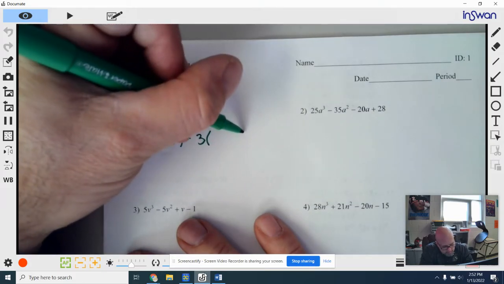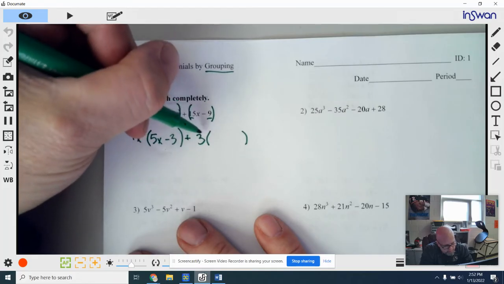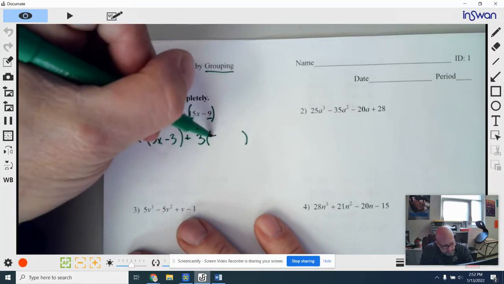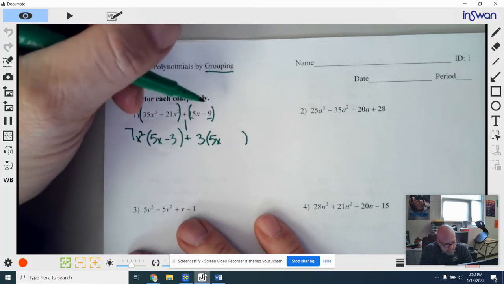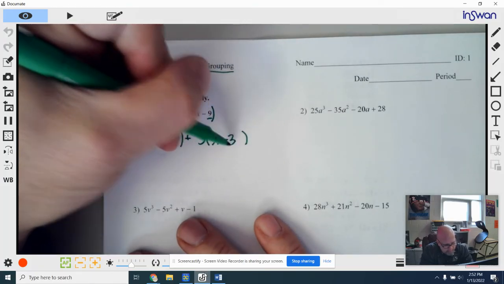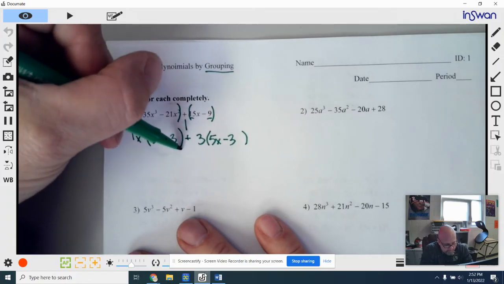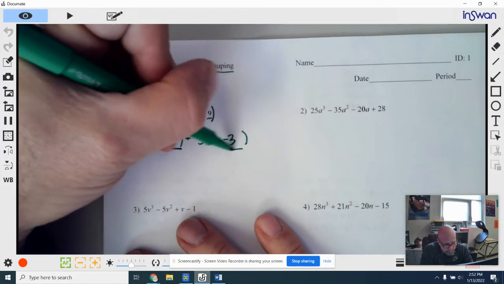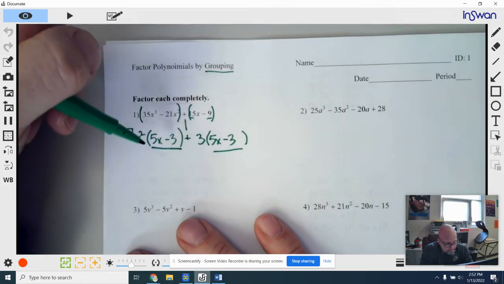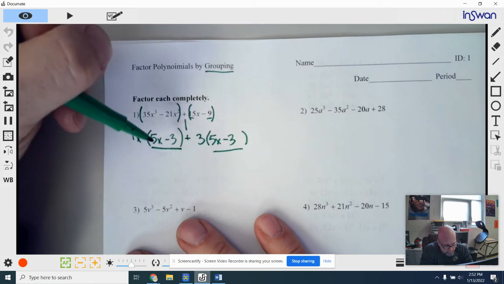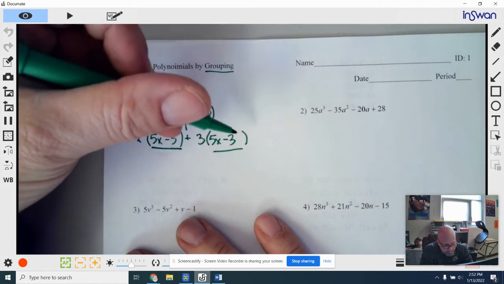Then what I put back is what needs to multiply to this. So 3 times what is 15x? That's 5x. 3 times what is negative 9? That's going to be a negative 3. Notice, if you did things correctly, these 2 parentheses are going to match up. So this is 7x squared times the quantity 5x minus 3 plus 3 times the quantity 5x minus 3.